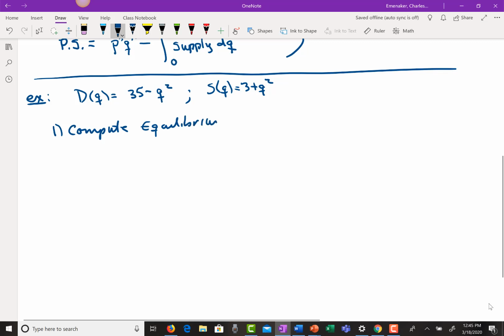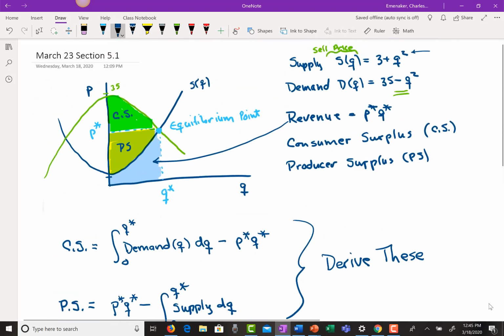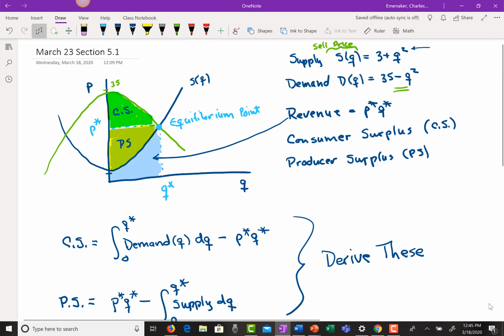Friday in class, we discussed two techniques for computing the equilibrium point. One technique is to place one of these functions in y1 on your calculator, place the other one in y2, graph the two functions, and then to compute the point of intersection, you go to Calculate, and then you choose option 5, which is Intersection.